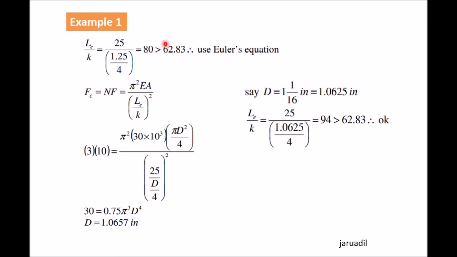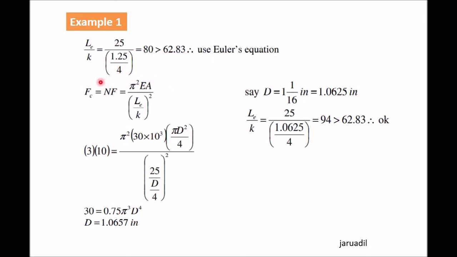So dapat ang makuha natin dito ay less than, kasi ito yung transition point. Ito yung parang 120 kanina. So kinompute natin yung transition point ng dalawang equation, 62.83, using the formula. Pero pag gamit tayo ng Johnson equation, makukuha natin ang LE over K is equal to 80. So we will try to use Euler's equation instead.